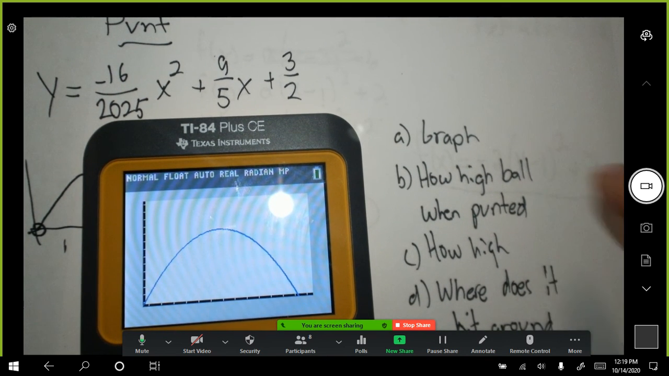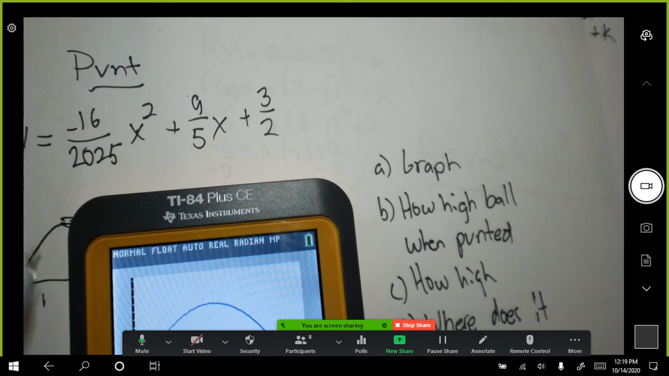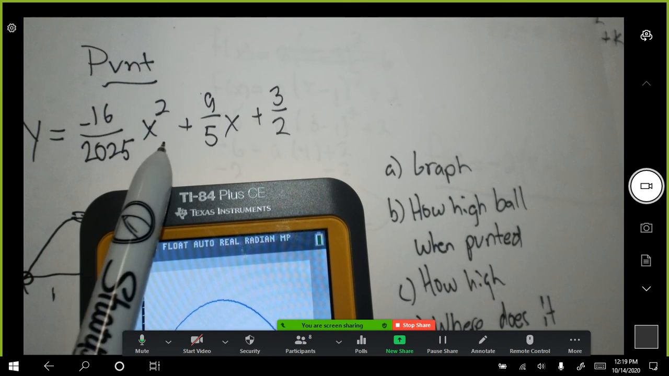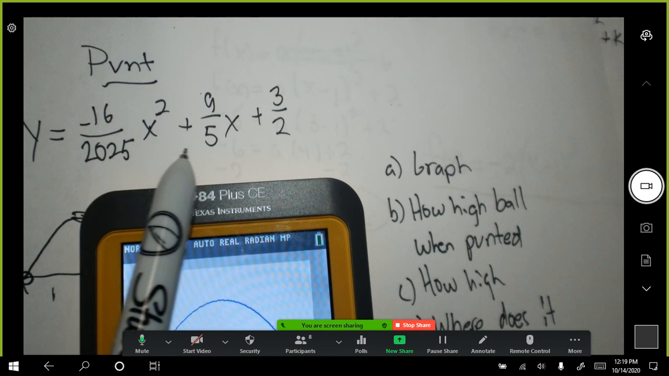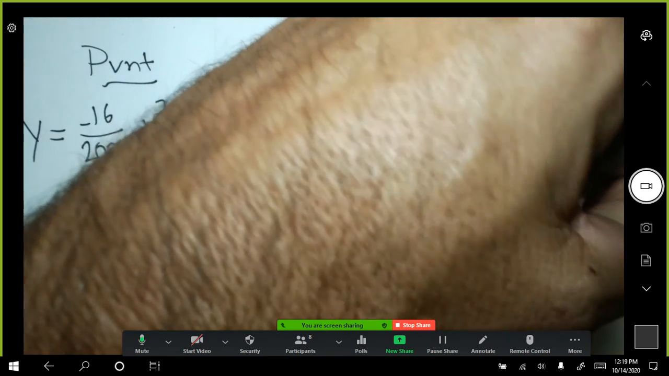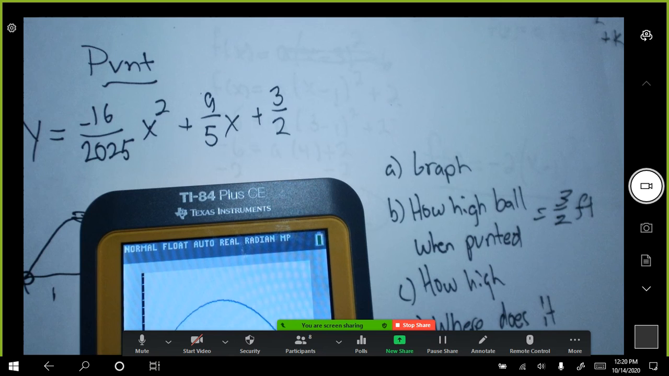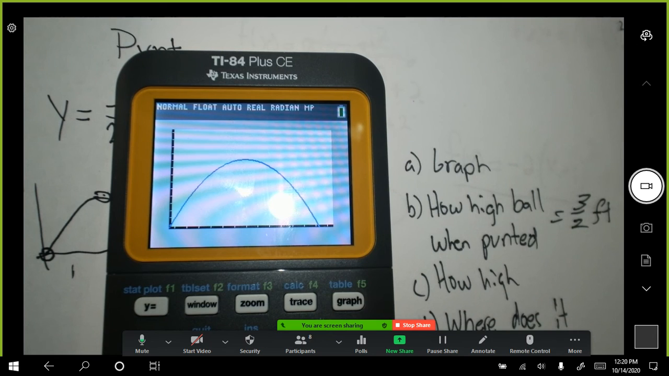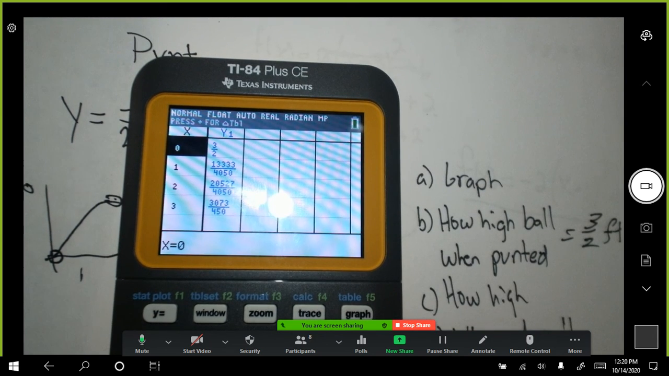The second thing is, how high was the ball when punted? Well, it was punted right here. This is time versus height of the football. When he punts it, it's at time 0. So I could substitute 0 in. Notice if I substitute 0 in for x squared and x, that's going to be 0 plus 0 plus 3 halves. So the ball when punted was at 3 halves of a foot. You can also hit second table on your calculator and look at the x. When x is 0, it tells you right there that the height was 3 halves.